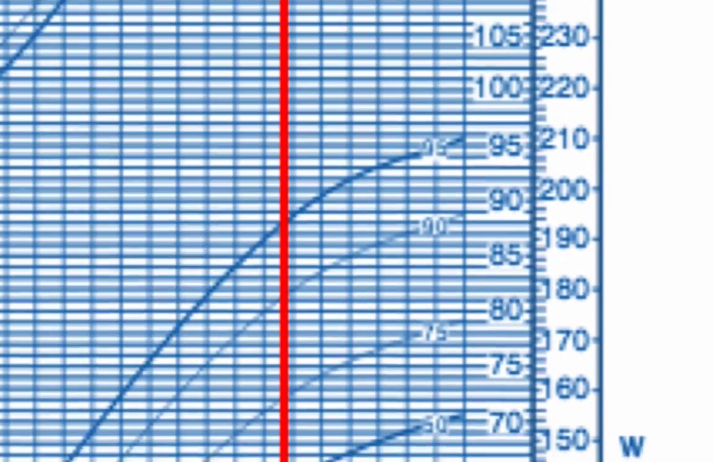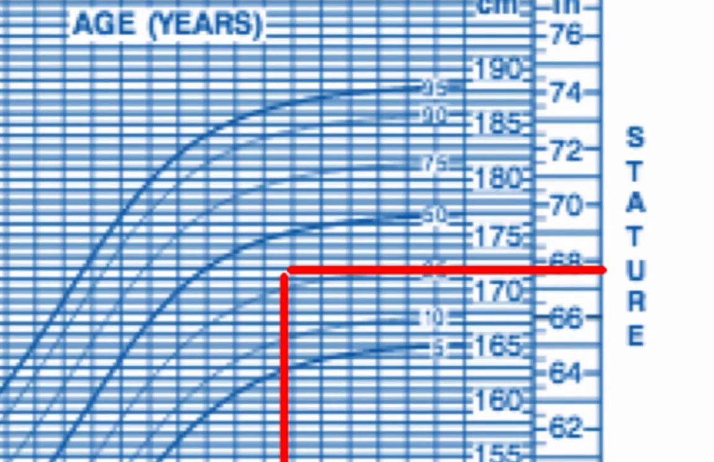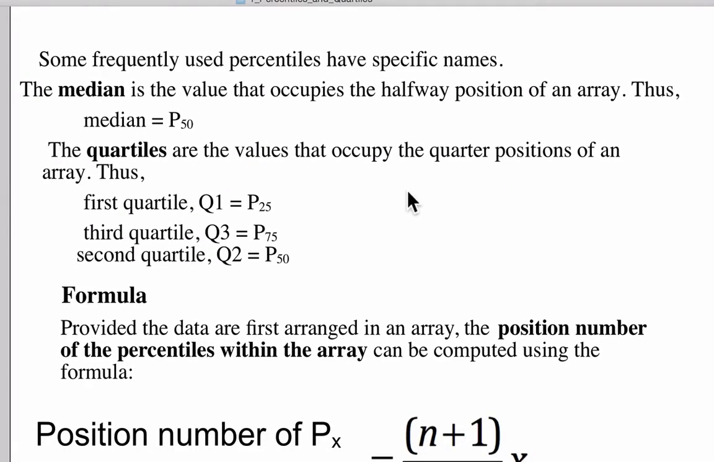And the same idea goes with weight as well. So these percentile rankings are used quite a bit in medicine to determine the growth of a child. Now, some of the frequently used percentiles have specific names. The median is the value that occupies the halfway position in an array, and that means that the median is the 50th percentile.